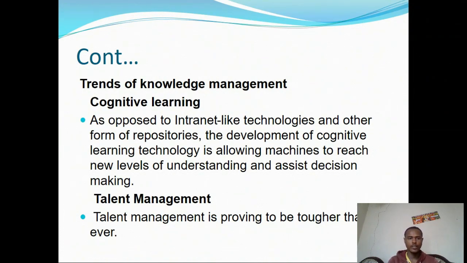Another issue we are going to see is trends of knowledge management. Cognitive learning: as opposed to internet-like technologies and other forms of repositories, the development of cognitive learning technology is allowing machines to reach a new level of understanding and assist decision-making.